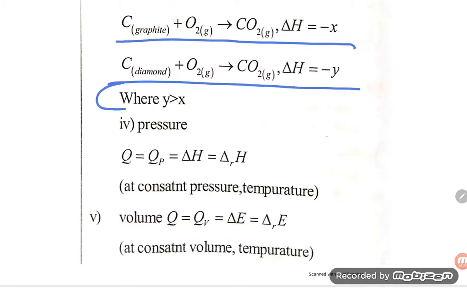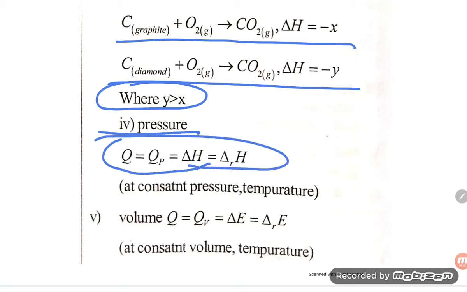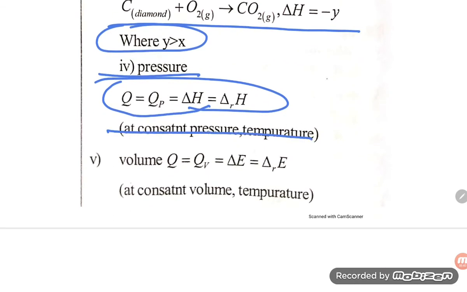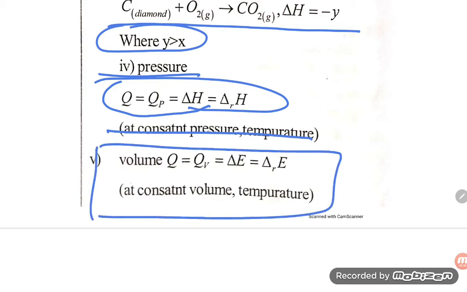Where y is greater than x, it means diamond has more enthalpy than graphite. And what about the pressure? Q is equal to Qp, that is delta H is equal to delta rH at constant pressure and temperature. Q is equal to Qv is equal to delta E is equal to delta rE at constant volume and temperature. So at constant pressure, it is known as enthalpy.